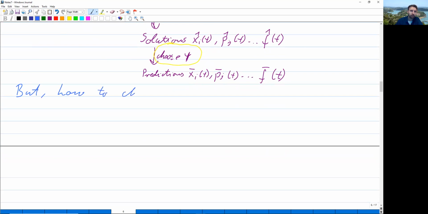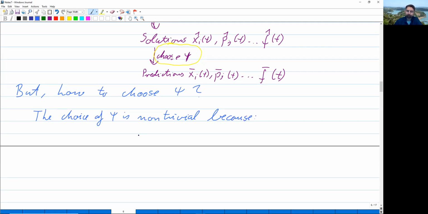But how to choose psi? Could it be that the choice of psi doesn't matter? That the predictions come out the same no matter what we choose for psi? No. No. It's super important. The choice matters. The choice of psi is non-trivial because, first of all, psi has infinitely many components.